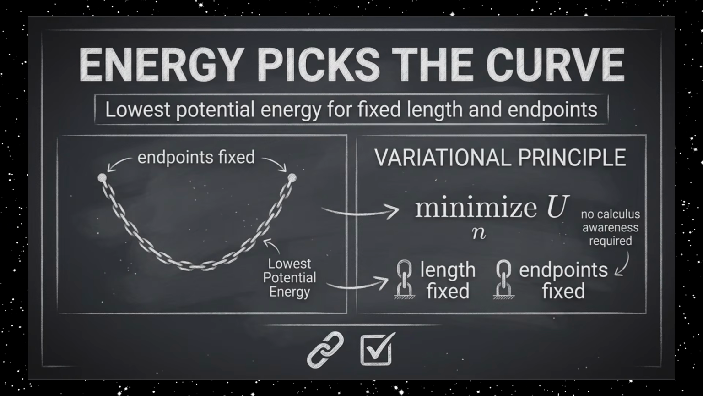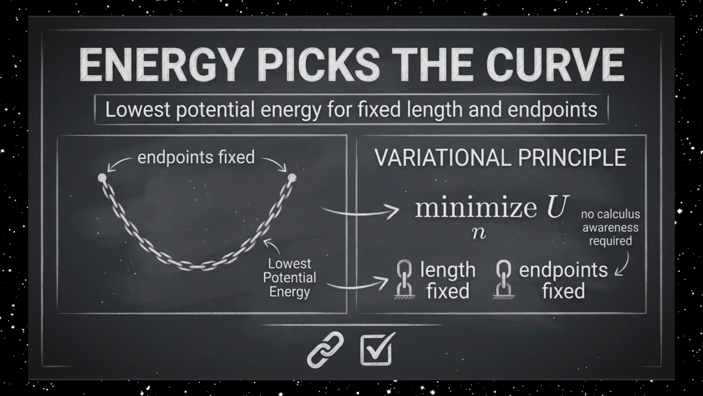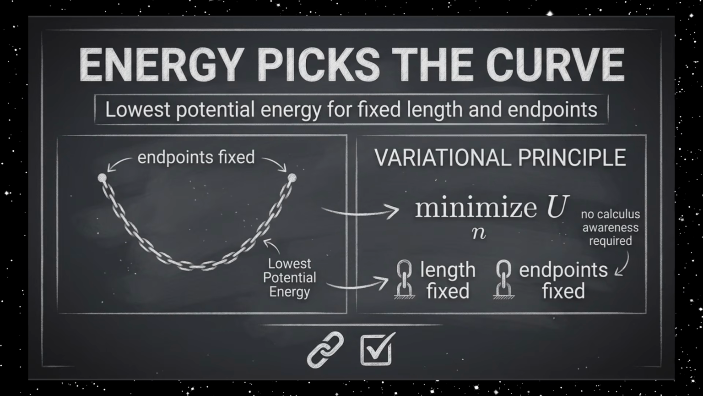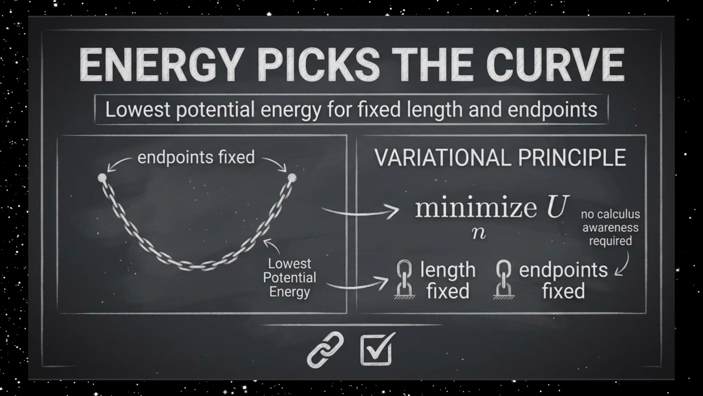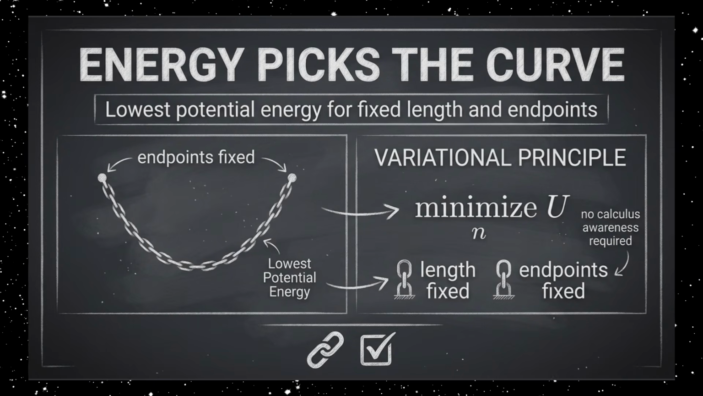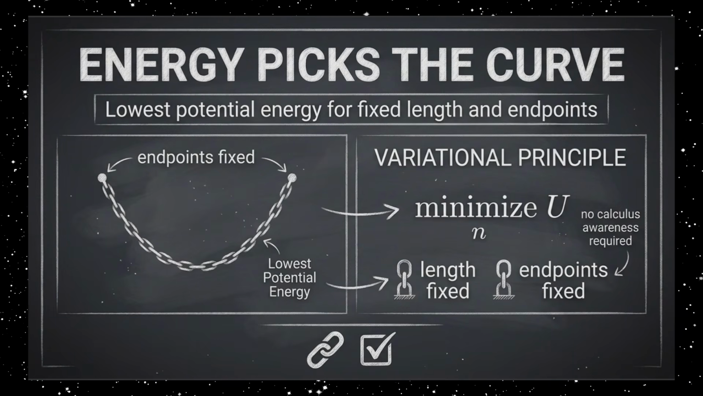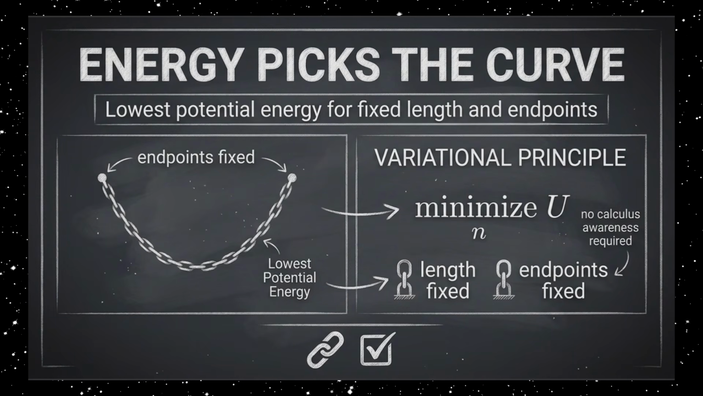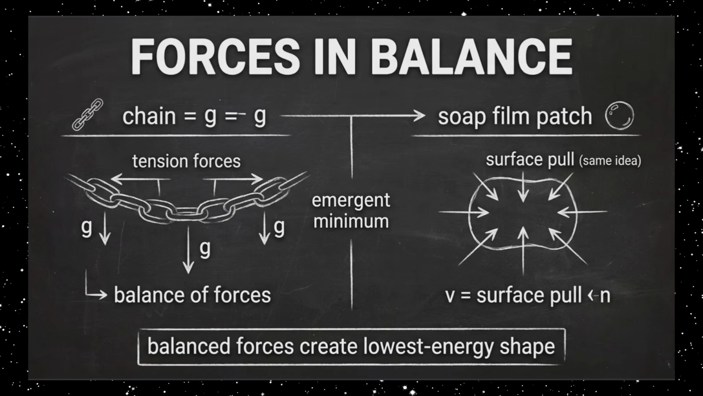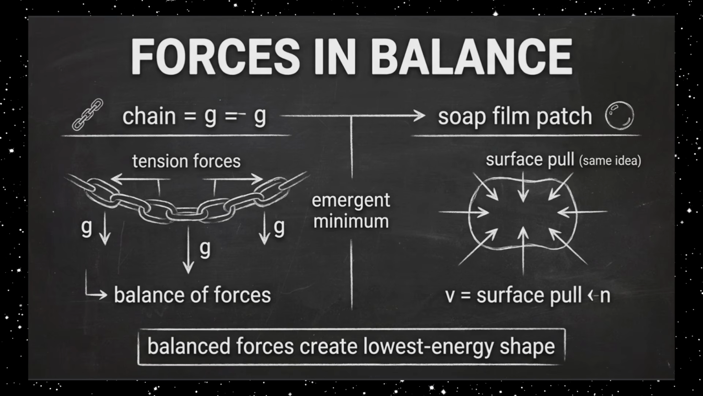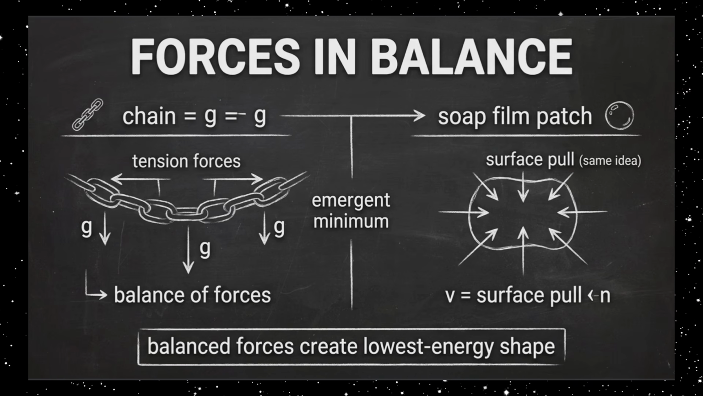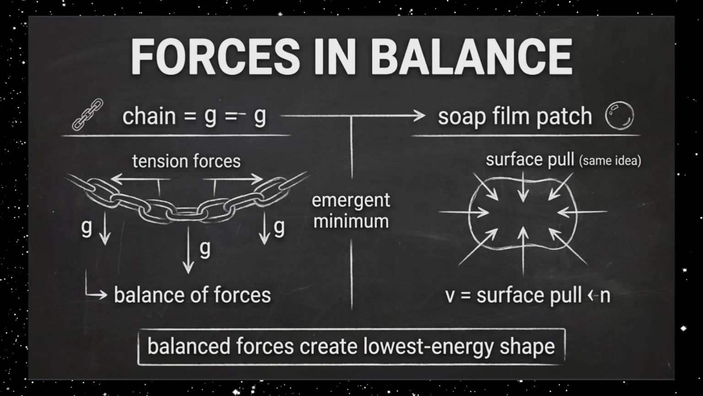And why does the chain form that particular shape? Because the catenary is the curve that minimizes the potential energy of the chain, given its length and the positions of the endpoints. The chain doesn't know calculus. It doesn't know what a hyperbolic cosine is. It just hangs there, each link pulling on the next, gravity pulling everything down, and the shape that emerges from all those forces in balance is the one that makes the total potential energy as small as possible.